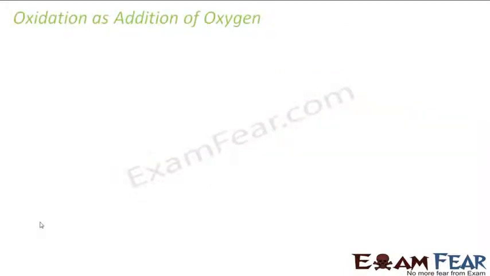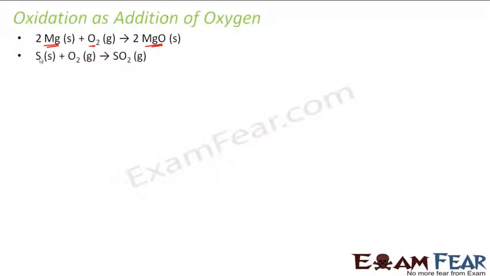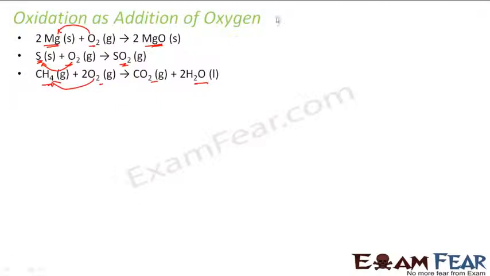Let's talk about oxidation as addition of oxygen. If you see in this case, magnesium plus oxygen gives MgO. These were a few reactions which scientists experimented with to give this definition. For example, sulfur when reacting with oxygen gives SO2. Also, when methane reacts with oxygen, you get CO2 and water. So when you see all these, oxygen is added, right? This is history, this historical definition came.